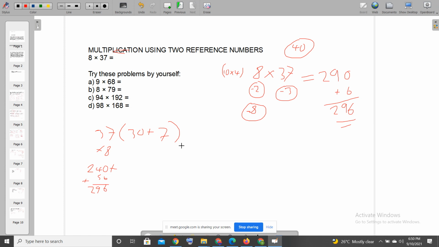Should we write the 40 on top? No, no, this one I was just showing you how to get the reference number. So you want the reference number for the second, which is 37. It is closer to 40, so that's why I wrote that.